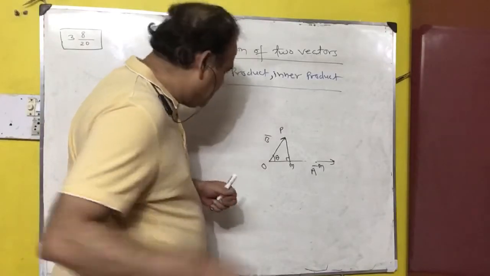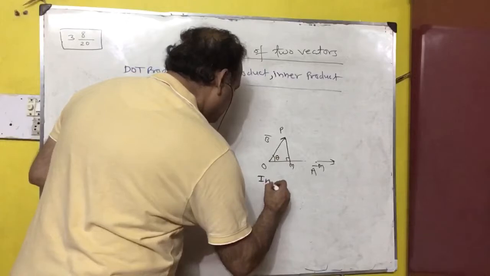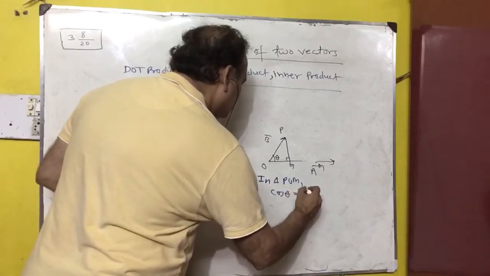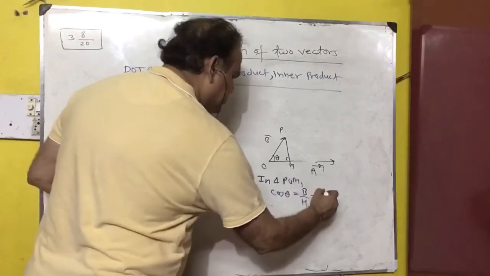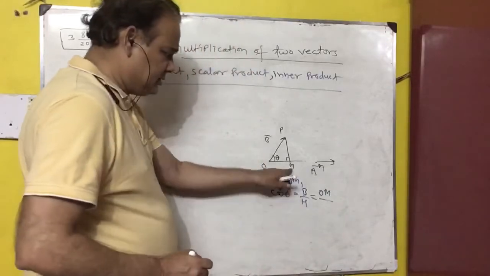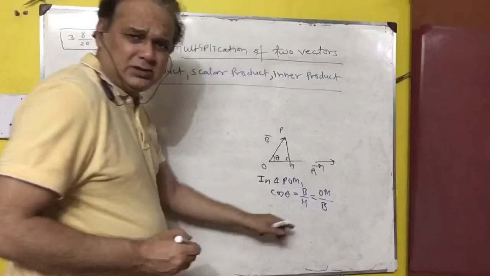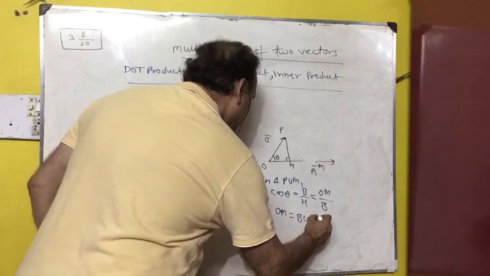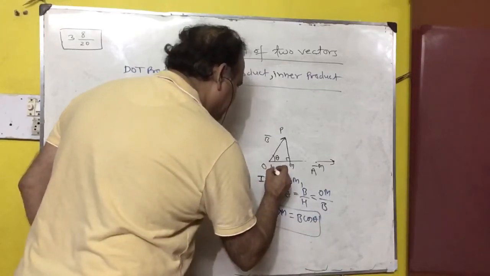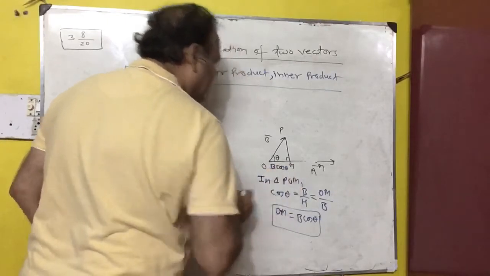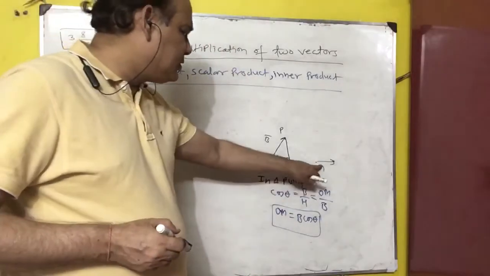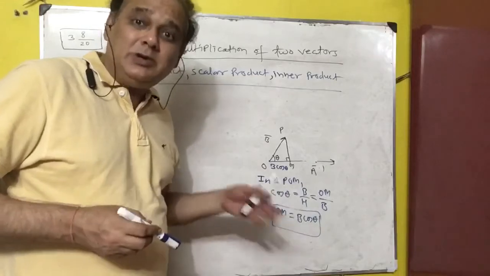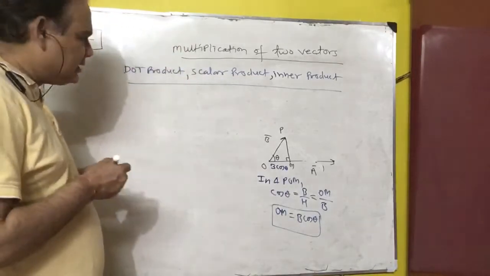In triangle POM, cos theta equal to base upon hypotenuse. Base is OM and hypotenuse B, not B vector, because I am taking magnitude. It means OM is equal to P cos theta. तो ये वाला टर्म आ गया मेरे पास, B cos theta, right? So this is in the direction of A, and now we can multiply them. तो ये मैंने क्यों किया, मैं बताता हूँ आपको कि डॉट प्रोडक्ट का फार्मूला क्या होता है.